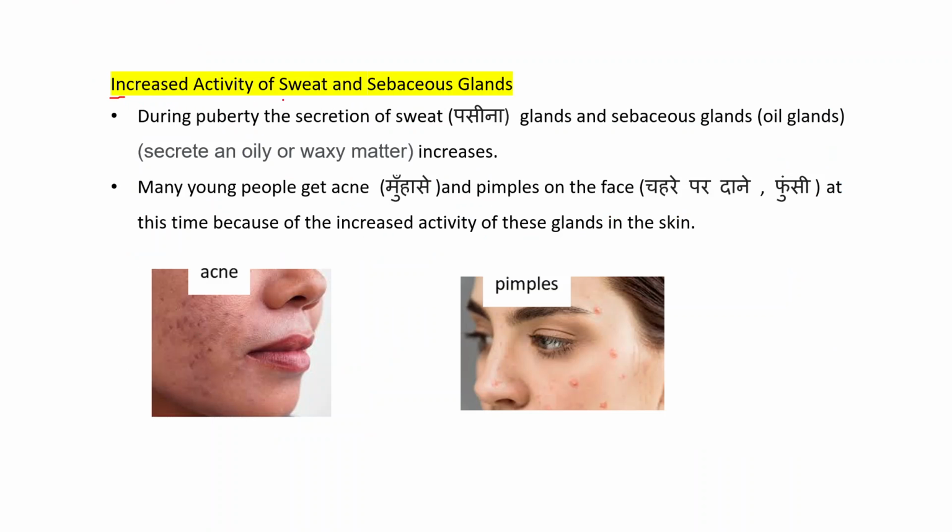Now, increased activity of sweat and sebaceous glands. Okay, sebaceous glands. During puberty, the secretion of sweat means pasina, sweat glands and sebaceous glands. Sebaceous gland means oil glands, which secrete an oil or waxy matter increases. Okay, during this age, that is 11 to 18 or 19 years, these glands, that is sweat glands and sebaceous glands, their secretion increases.